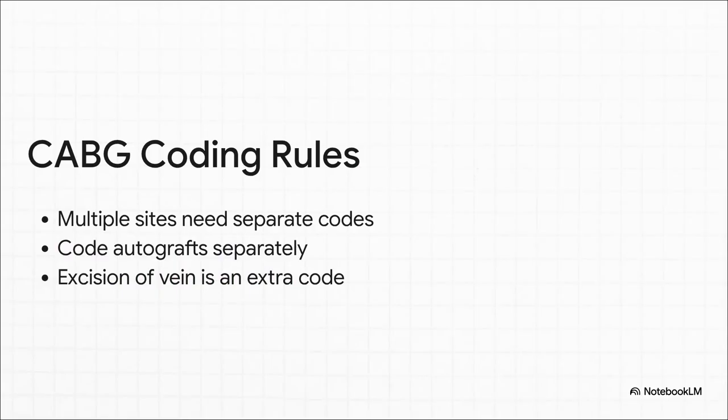Building on that logic, if multiple sites are bypassed using different devices or qualifiers, let's say one from the internal mammary artery and one using an autologous saphenous vein, you absolutely must assign a separate procedure code for each. Plus, guideline B6.4 is super clear here. When a saphenous vein graft is harvested from the patient's leg to be used in the heart, you have to assign an additional, separate code for the excision of that vein. You're doing surgical work on a completely different body part, so you've got to capture it.